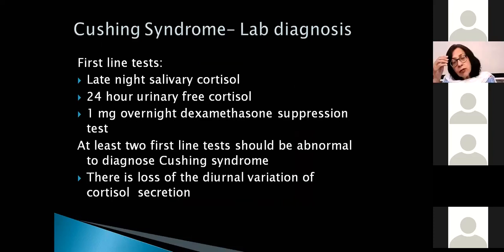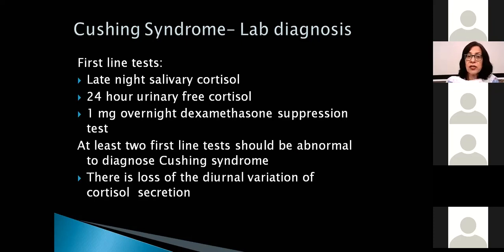Lab diagnosis, first line tests. Suppose you are suspecting a patient of having Cushing syndrome. That means you are suspecting that the patient will have increased cortisol. I told you before that cortisol has a diurnal pattern of secretion. Early morning there is maximum cortisol, late night there is minimum cortisol. So if you are suspecting Cushing's, you want to take blood for cortisol when the lowest level of cortisol is expected. Lowest levels of cortisol are seen in late night salivary cortisol, where you take a saliva sample, or you can do a 24-hour urinary free cortisol.